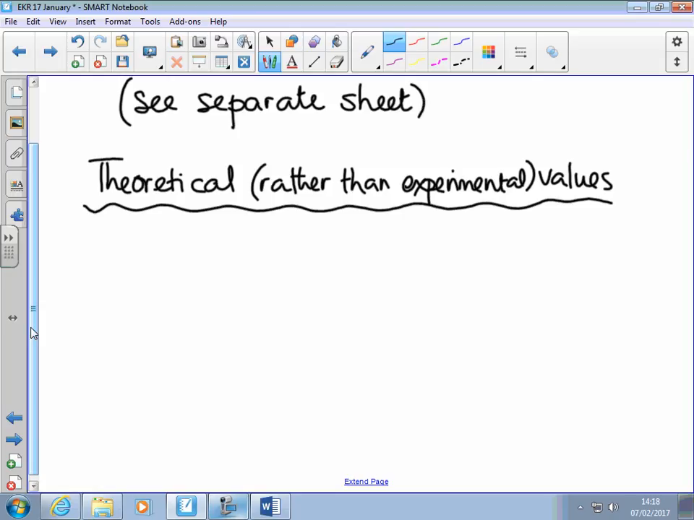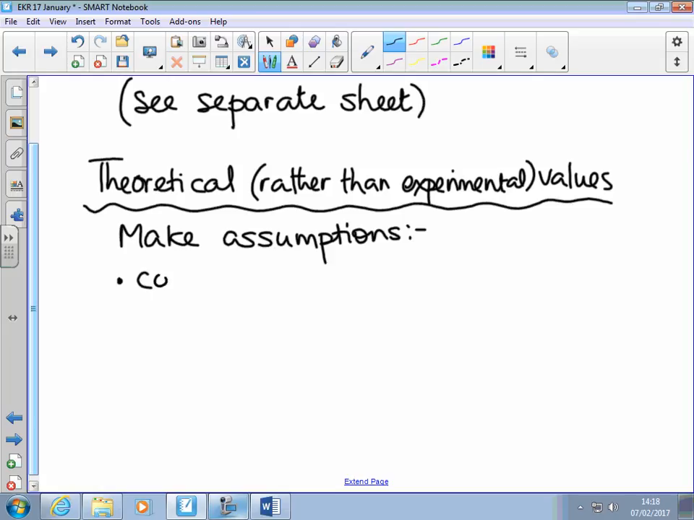The theoretical values make assumptions that aren't entirely valid in all cases. They are assumptions that you can actually evaluate in terms of the difference between theoretical and experimental values. You can then say, well, this does apply or this doesn't apply in this case. The first assumption that's made is that the compound is fully ionic.